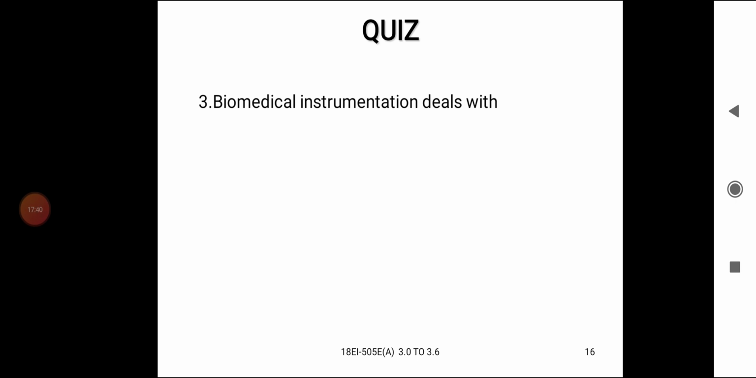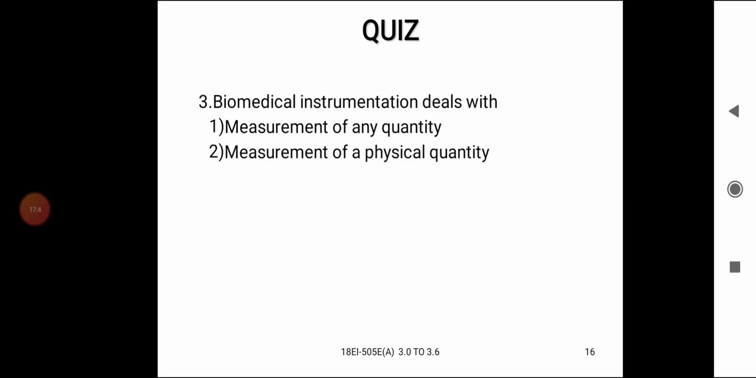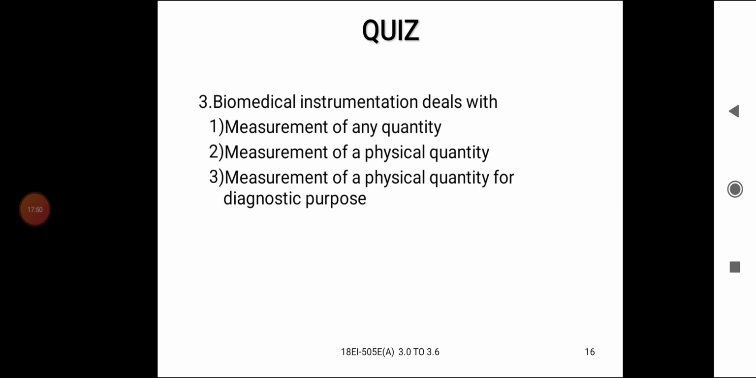Quiz 3. Biomedical instrumentation deals with: 1. measurement of any quantity, 2. measurement of physical quantity, 3. measurement of physical quantity for diagnostic purpose, 4. none of the above. The answer is measurement of physical quantity for diagnostic purpose.